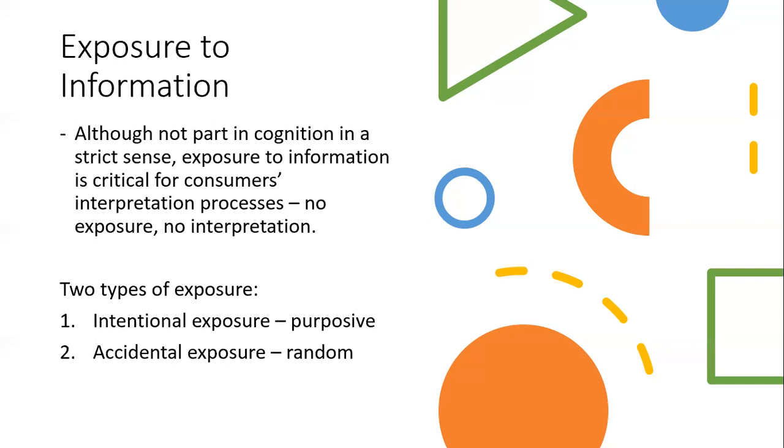so exposure to information, class, although not part of cognition in a strict sense, is critical for consumers' interpretation processes, and no exposure, no interpretation. And actually, consumers are exposed now to information in the environment, including marketing strategies, primarily through their own behaviors. And thus, we can distinguish between two types of exposure to marketing information. We have purposive or intentional exposure and random or accidental exposure. And consumers are exposed now to some marketing information because of their own intentional goal-directed search behavior. So typically, consumers search for relevant marketing information to help solve a purchasing problem.